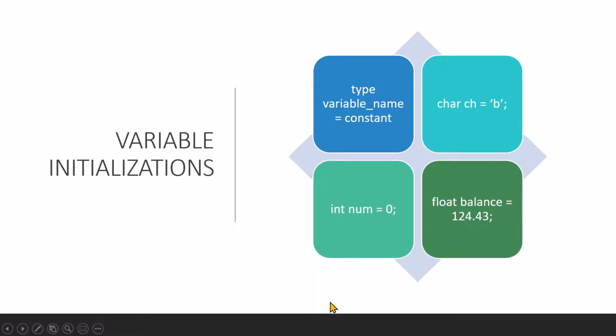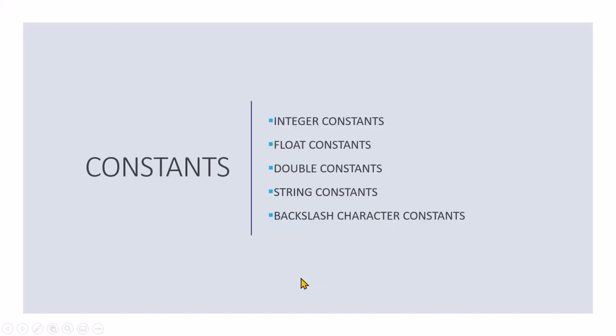Variable initializations. Very simply, we use type, variable name equal to constant. Type, variable name equal to constant, integer type initialization, and float type initialization. Constants could be integer constants, float constants, double, string, and backslash character constants. Now we've seen one of these in the last session when we talked about the backslash n or the new line character. There are many more. I'm not going to list them out today. We will learn them as we encounter them in code.